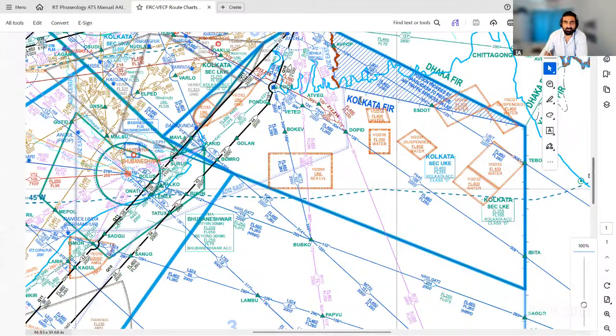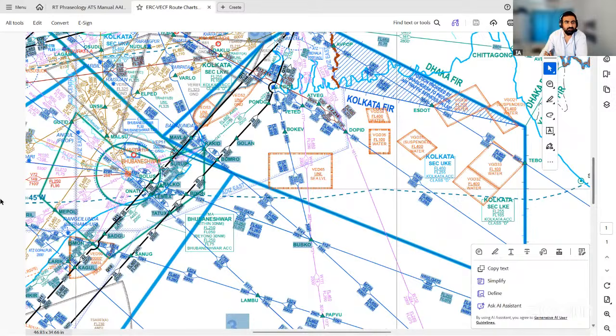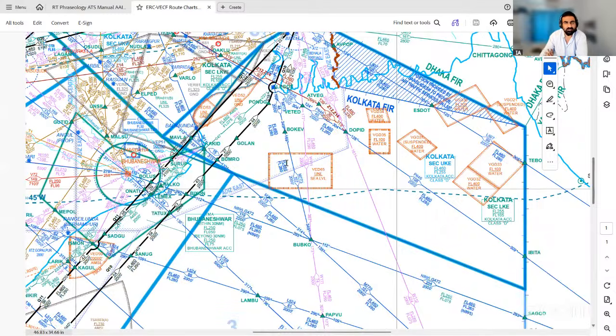See, here it is Kolkata FIR boundary. We see Dhaka FIR also, Dhaka FIR. Commercial planes will be talking to Dhaka control many times when we are flying from this airspace. So do not be surprised. Things are international. If ATC is talking, you can talk. They are neighboring countries.